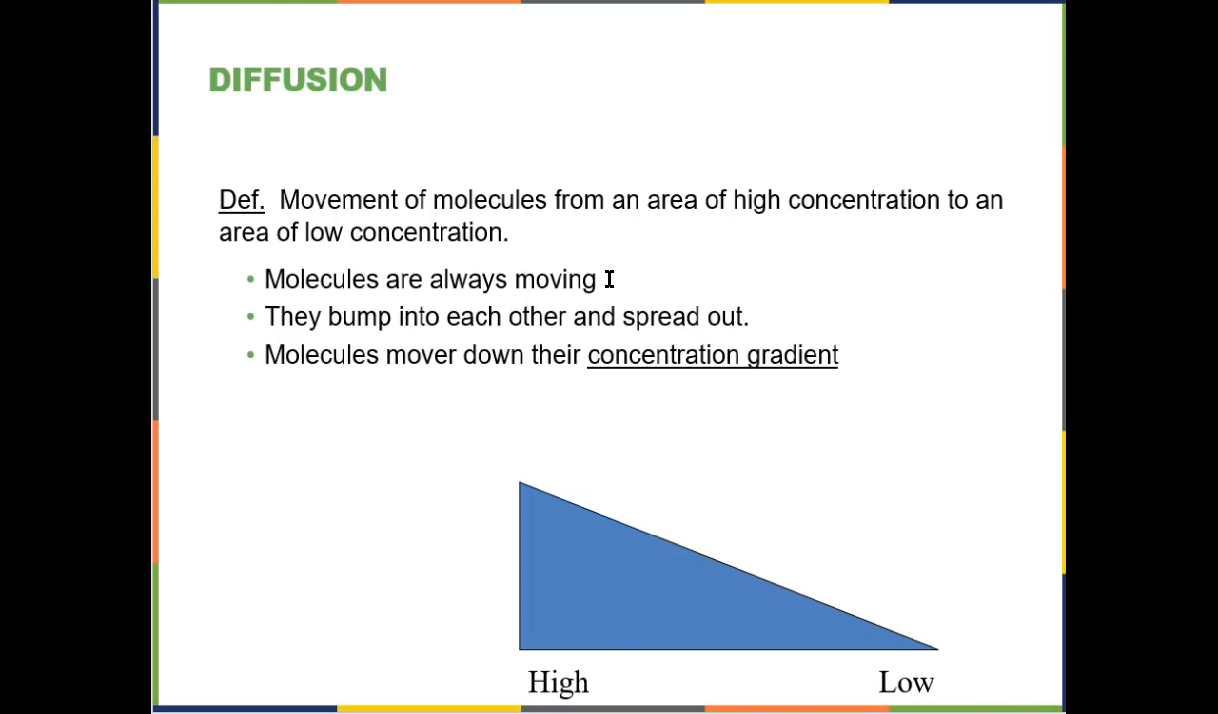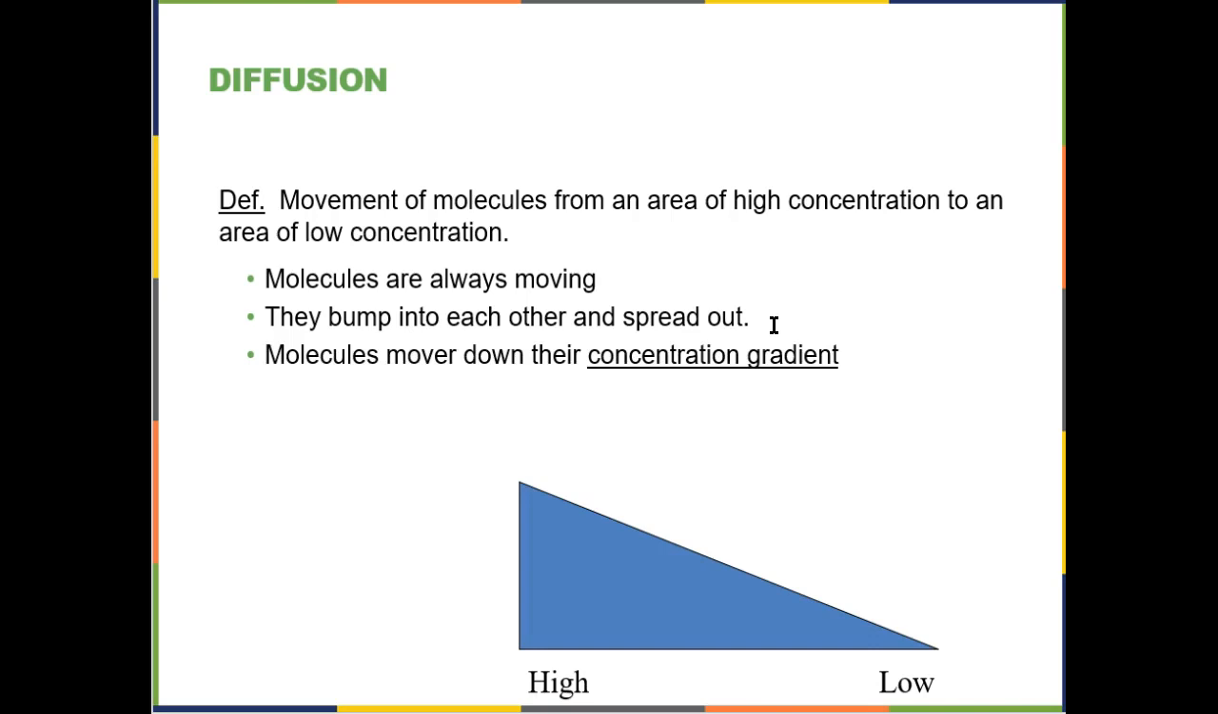So as long as you are above absolute 0 on the Kelvin temperature scale, which is negative, I want to say 296 degrees Celsius, which is really cold, right? As long as there's any latent heat at all in the environment, molecules are moving. When they move, they bump into each other, and when they bump into each other, they ricochet in opposite directions, which causes them to spread out.